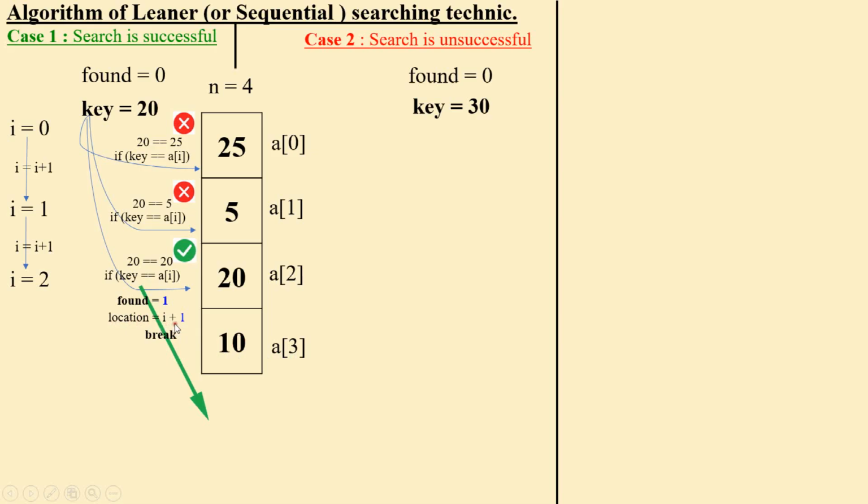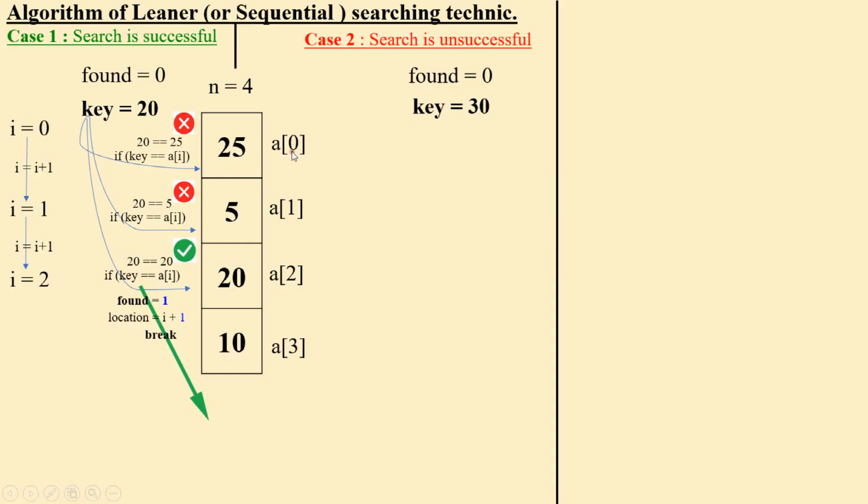And also collect the location of the searched element using the statement, location equals I plus 1. Why I plus 1? Because the actual position of the searched element is 3, but the value of I is 2. Next, let us move on to the second case.